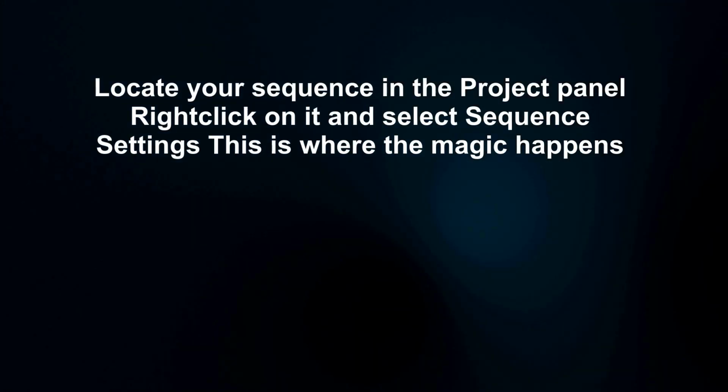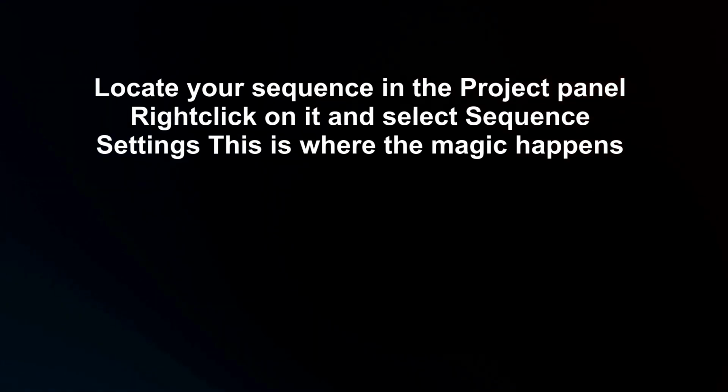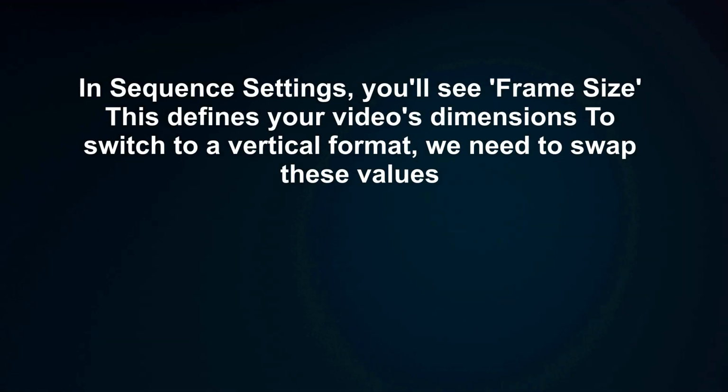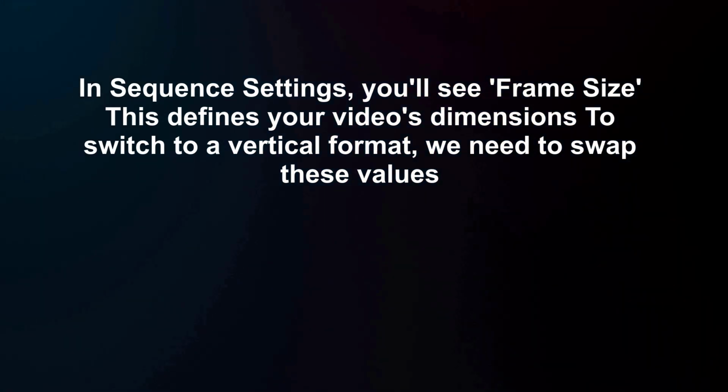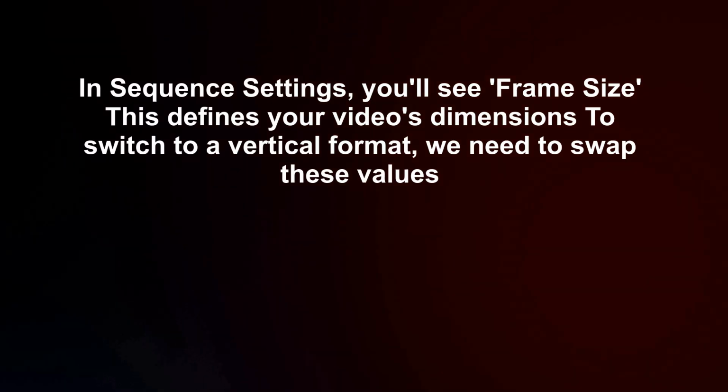Locate your sequence in the project panel, right-click on it and select Sequence Settings. This is where the magic happens. In Sequence Settings, you'll see Frame Size. This defines your video's dimensions. To switch to a vertical format, we need to swap these values.